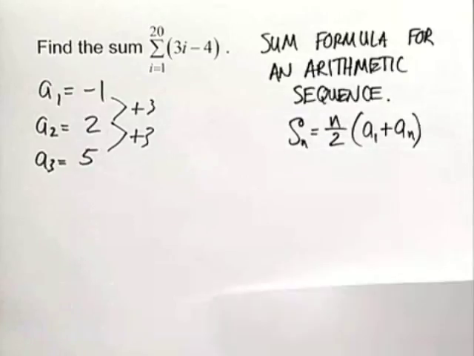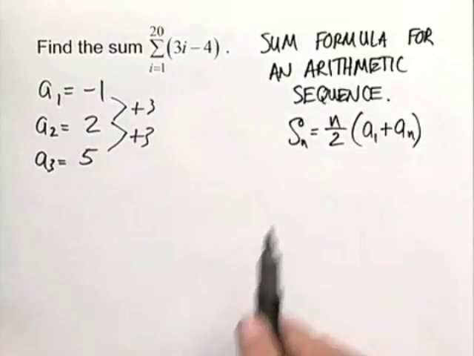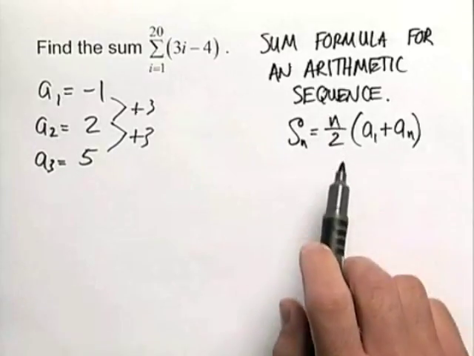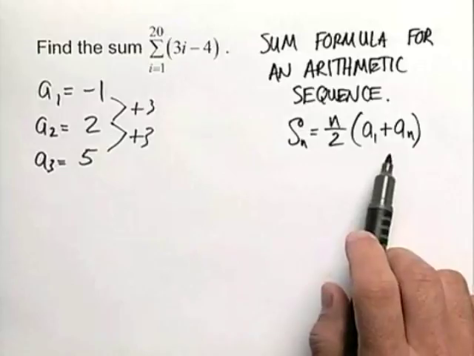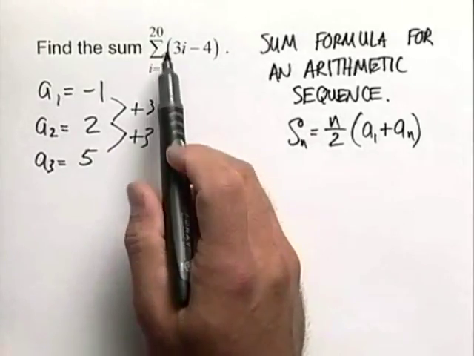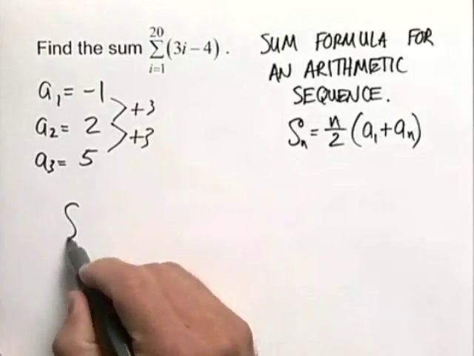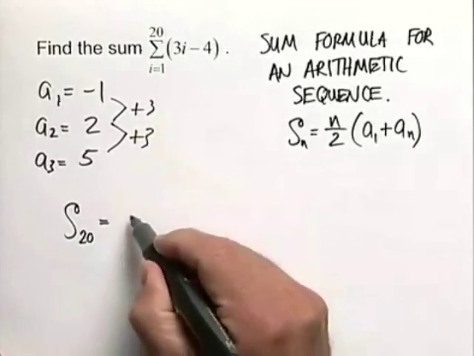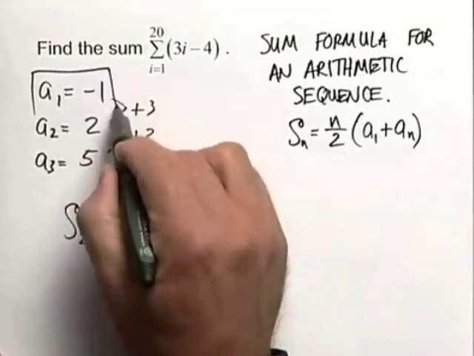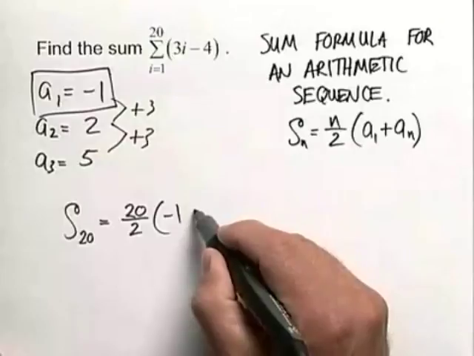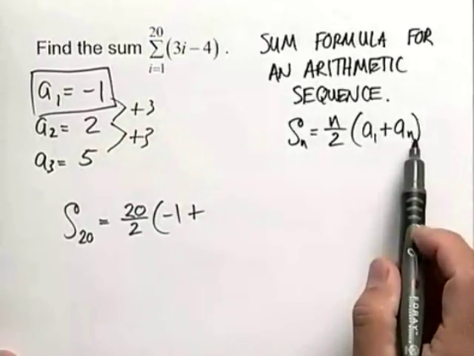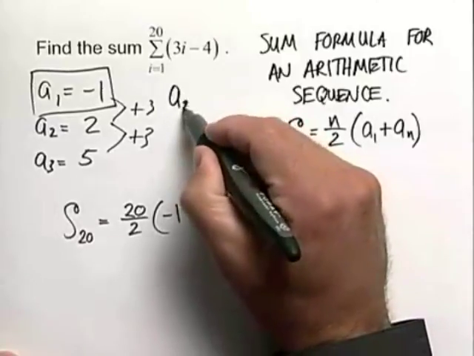So what we can do, rather than write out all these 20 terms, is use the sum formula for an arithmetic sequence. S sub n is equal to n over 2 times the quantity a sub 1 plus a sub n. Since we're starting at 1 and going to 20, we're looking for the sum S sub 20, which is equal to 20 over 2 times our first term, a sub 1, which we found here is negative 1, plus a sub n. For our purposes here, we know n to be 20, so we need to find a sub 20.